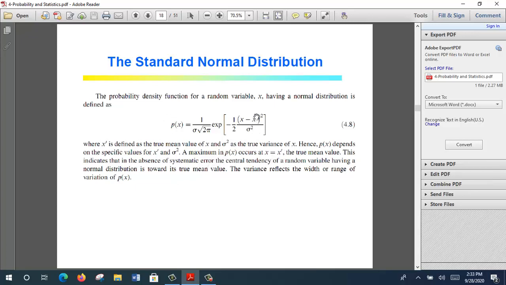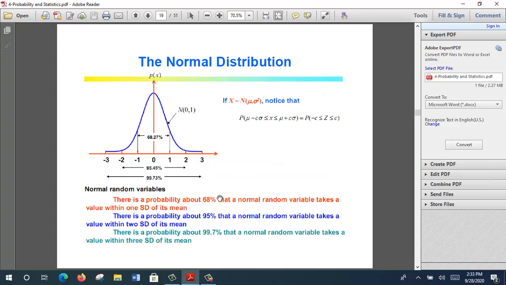When x is equal to x prime, from here we get 0, so exponent 0 is equal to 1. Okay, this indicates the absence of systematic error, so the central tendency of the random variable having a normal distribution is towards its true mean value. The variance reflects the width or range of the variation of Px. So that is the basic understanding for the PDF in a standard normal distribution.